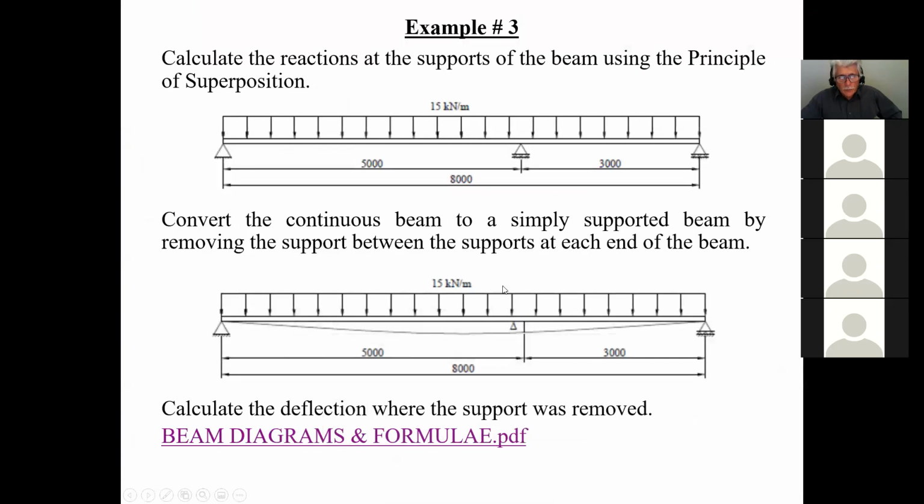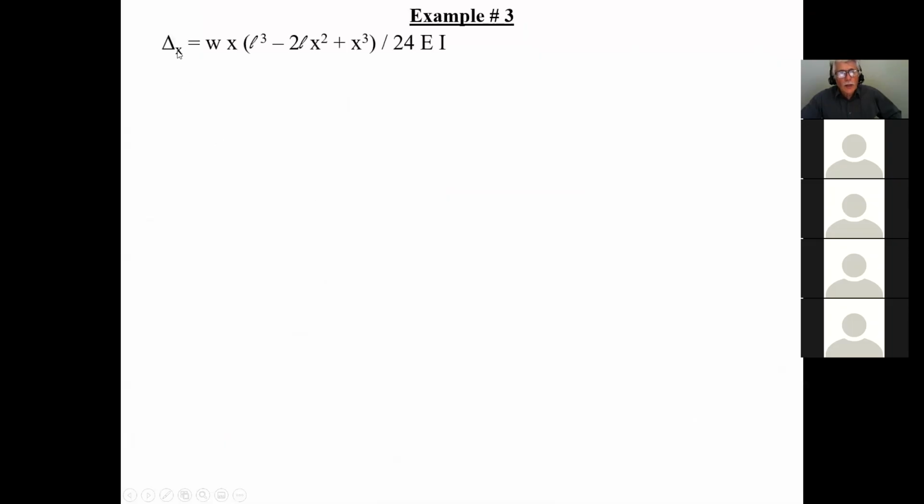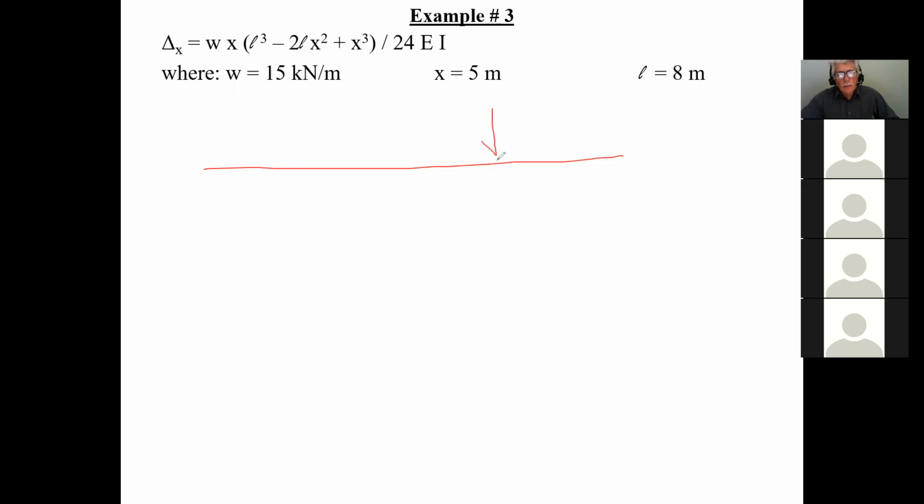So here we go. I have delta x is equal to w x L cubed over, now remember, where w is 15, x is 5 meters, and L is 8 meters. In other words, if you want to see this, it's simply what you're doing is you're doing this. You got a concentrated load here.